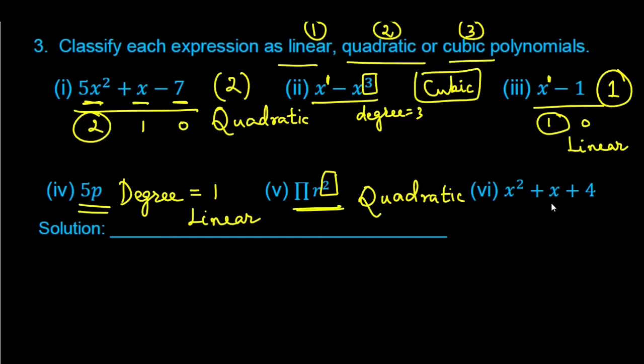x square plus x plus 4. The degree is 2 here. This term has degree 2, this has 1, and this has 0. So the degree of this polynomial is 2. So this is called a quadratic polynomial.